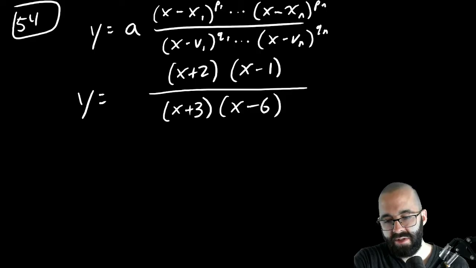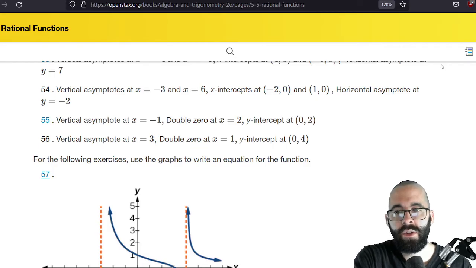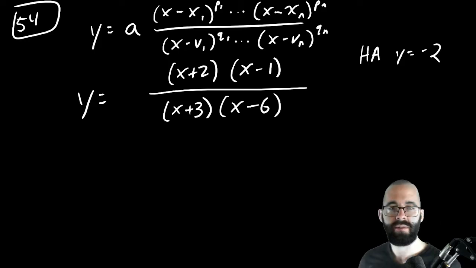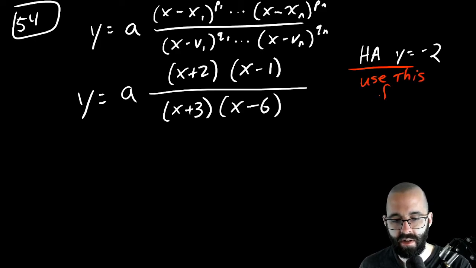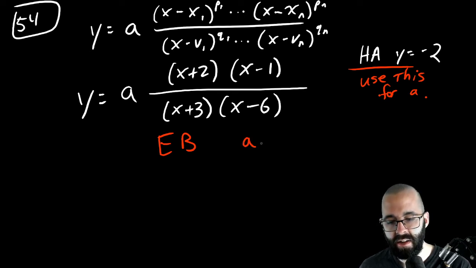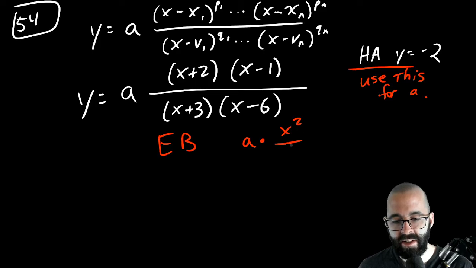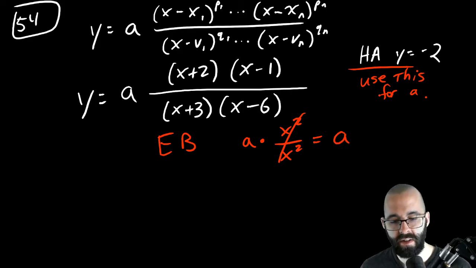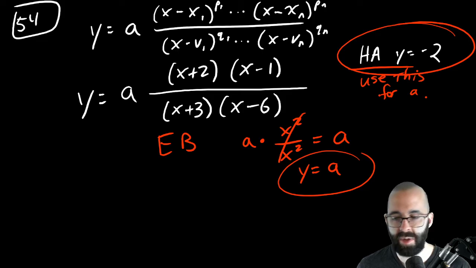Horizontal asymptote at y equals -2. Is that the only thing we haven't used yet? I think so. So we'll use this to find out what A has to be. So the end behavior, we know the end behavior is going to be A times the end behavior, the leading term on the top over the leading term on the bottom. Leading term on the top is x squared. Leading term on the bottom is x squared. Okay, so the end behavior is just y equals A. So if we know there's a horizontal asymptote here, and we know this is our end behavior, A has to be -2.